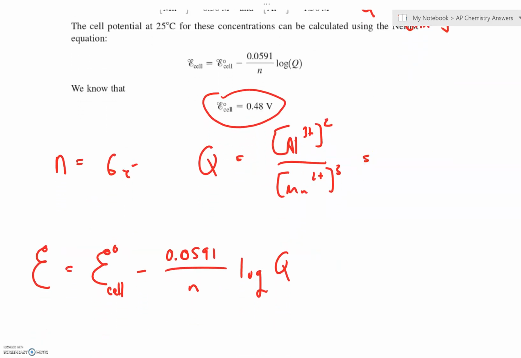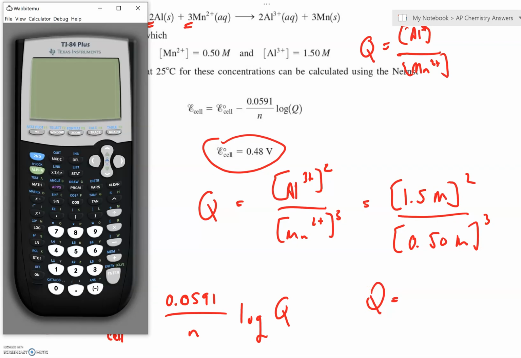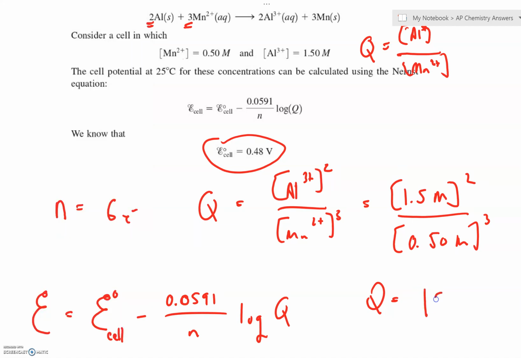All right, so we could make this a little easier on ourselves. Let's just calculate this Q out right here. We know the aluminum is 1.5 molar. That's going to be squared. The manganese is going to be 0.5 molar. And that's going to be cubed. So let's just get our value for Q right here. We'll plug it right in. Here's my fancy schmancy calculator. So we're going to take 1.5 and we're going to square that, and we will divide it by 0.5, which we will cube. We get 18 is our value for Q.